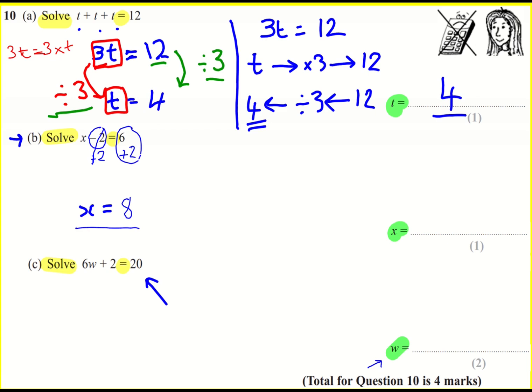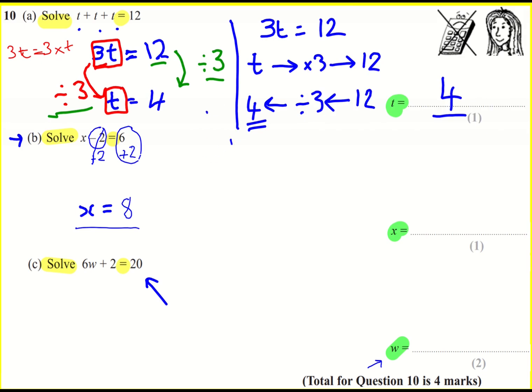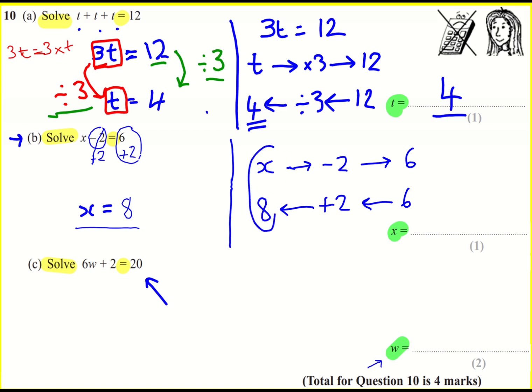I'm going to show you using a function machine as well. So you can think about it like this. The x has had a 2 taken away from it, and we've got the answer 6. So I'm going to go back the other way. I'm going to do the opposite, which is why I get my answer of 8 as x. So x, as you can see here, is 8.